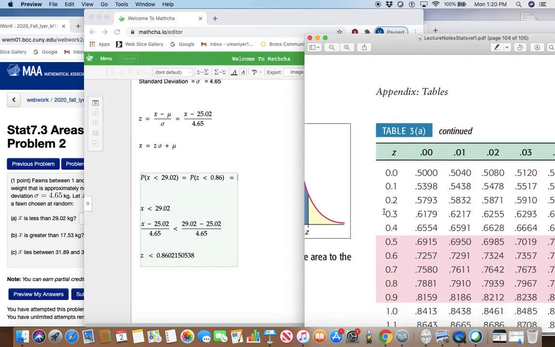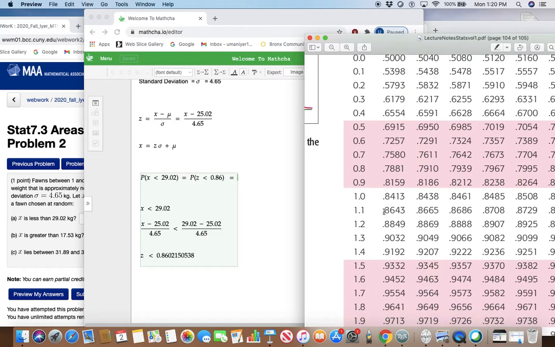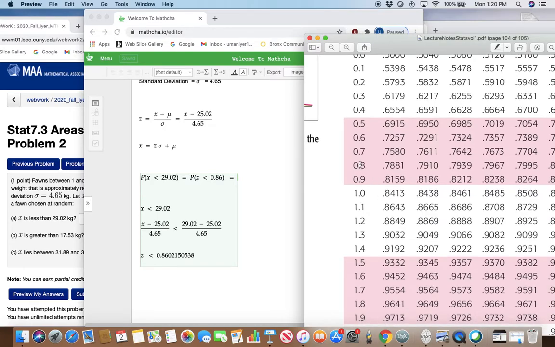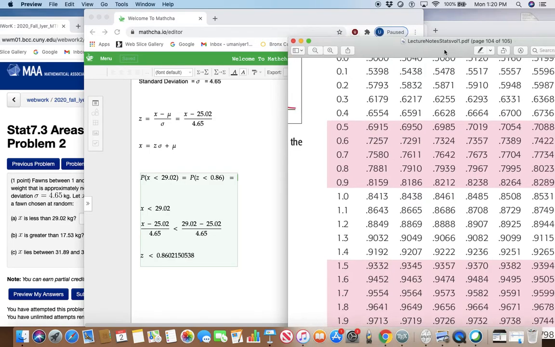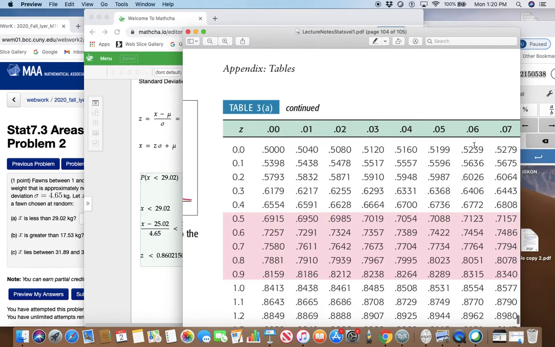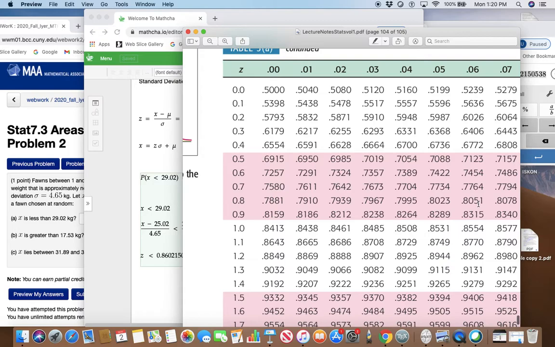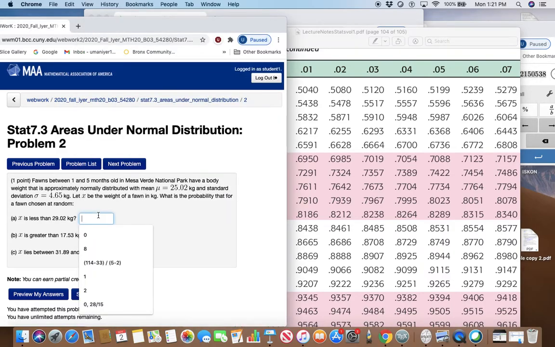For 0.86, I need row 0.8, column 6. 6 is here, 0.8 is here: 0.8051.